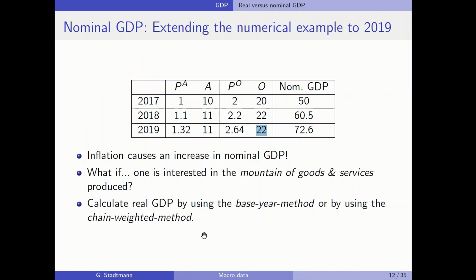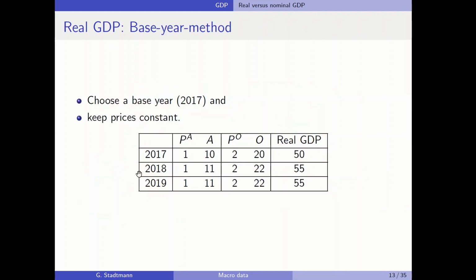Therefore, we have to calculate so-called real GDP by using two different methods. One is the base year method and the other one is the chain-weighted method. Let's have a look at how real GDP is computed. First of all, we have to choose a base year, and here we opt for 2017 as a base year, and then we keep prices constant.